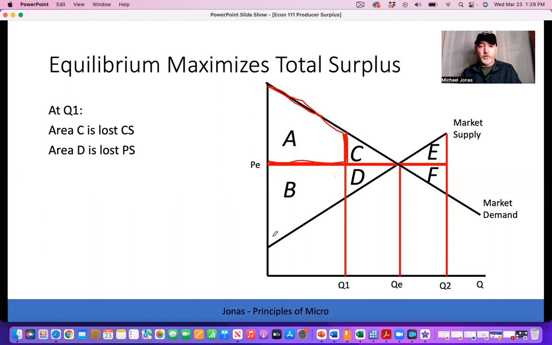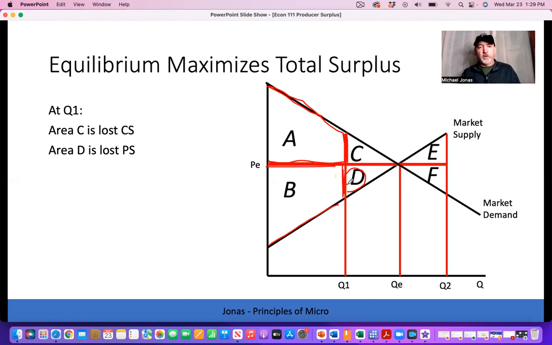Same thing's happening with producer surplus, right? The area above the supply curve, below the price, out to the quantity traded. Well, that's going to be curtailed here at Q1. So the producer surplus at Q1 is just area B, not the whole area. We've lost area D, just like we saw before, right? Due to a change in quantity, that little triangle of lost surplus, lost potential gains.